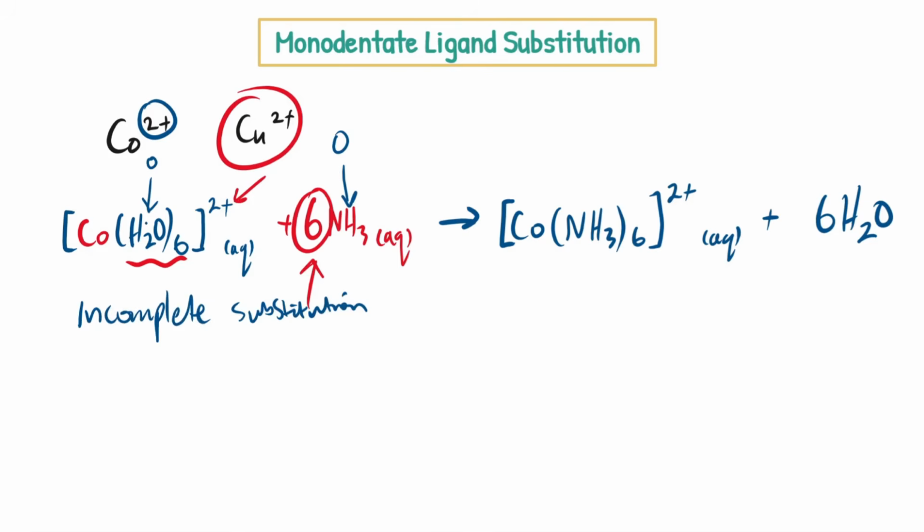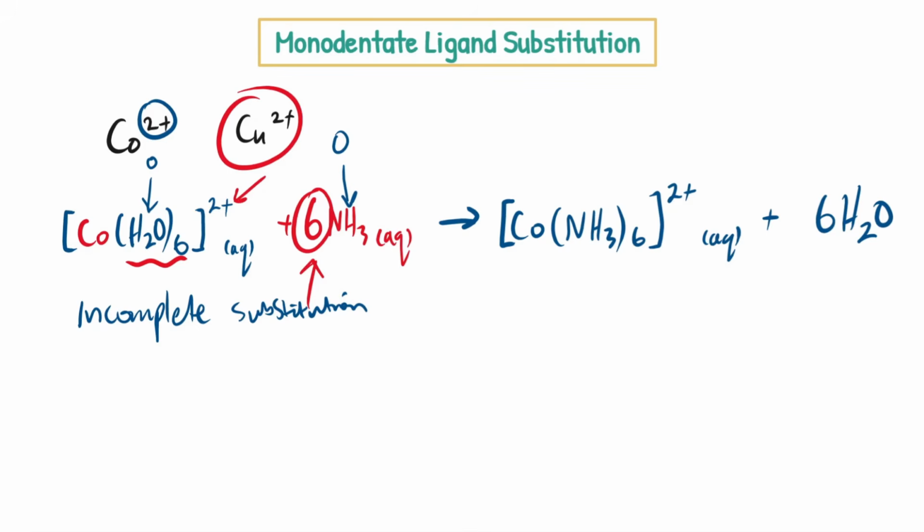Okay, what does this mean? It just simply means that not all 6 of the water molecules or water ligands are substituted and kicked off. We're going to get partial substitution occurring. I like to use the word incomplete because that's the one AQA likes, but you can also say partial. That's completely fine. Now, this is always the case with copper when we use excess ammonia.